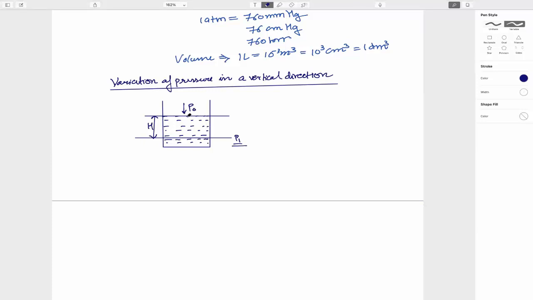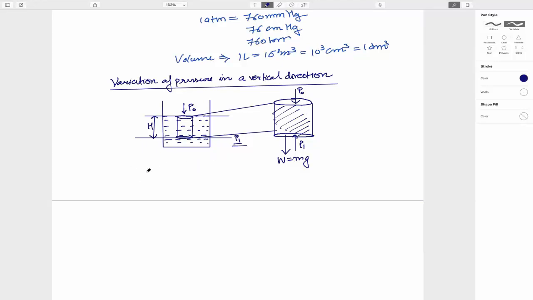So to calculate that, consider a cylindrical element of the same height H, and zoom out. And then we make a free body diagram of it. So here the pressure is P naught. Here at this point the pressure is P1. The weight of this fluid is acting in this side, that is W is equal to mg, mass carried by this fluid element.